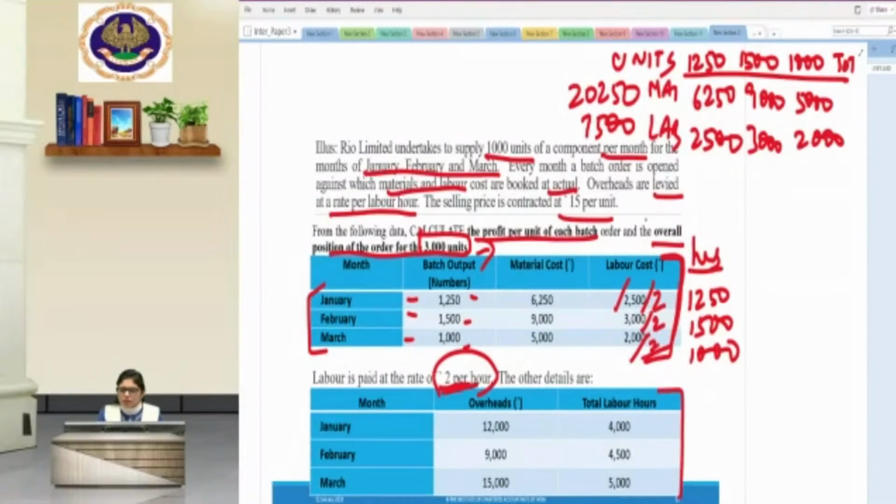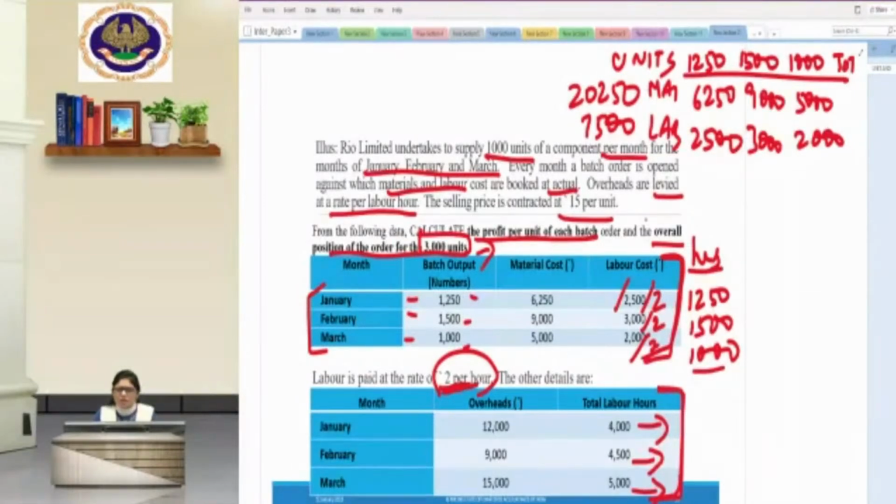These are the total labor hours for the whole company or for the entire department. The total labor hours were 4,000 in January. Out of this 4,000, 1250 was used for this particular batch. In February, out of 4,500, 1,500 labor hours were used for this batch. In March, out of 5,000, 1,000 was used for this batch. So this is the total labor hours for the whole department.